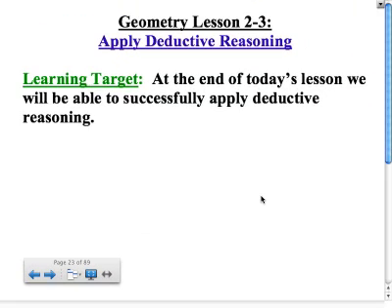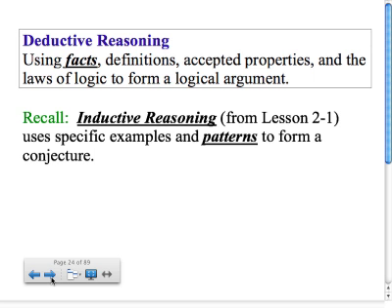In section 2.1, we talked about this idea of applying inductive reasoning, where we looked at patterns. Today we're going to look at applying deductive reasoning, okay? And what exactly is deductive reasoning? Very simply, it's using facts, definitions, accepted properties, and the laws of logic to form a logical argument, okay? So this is kind of where we're going to start talking about some proofs, okay?